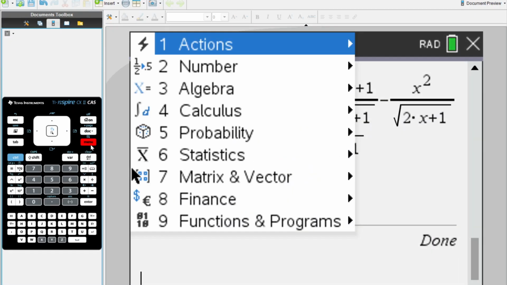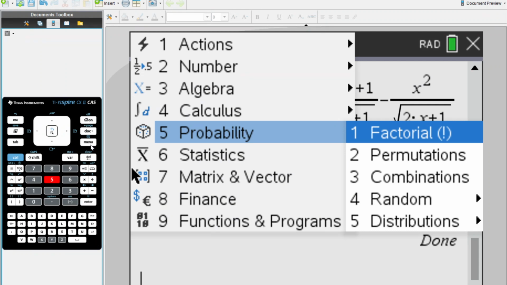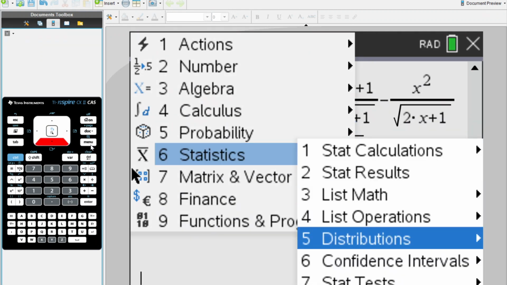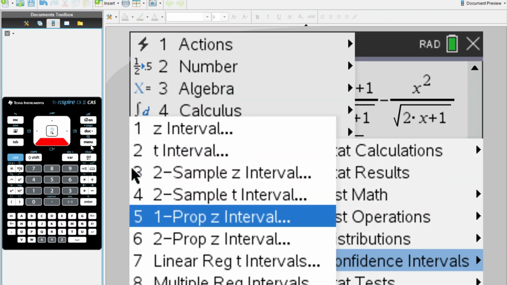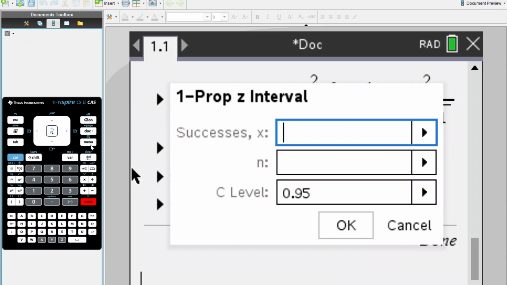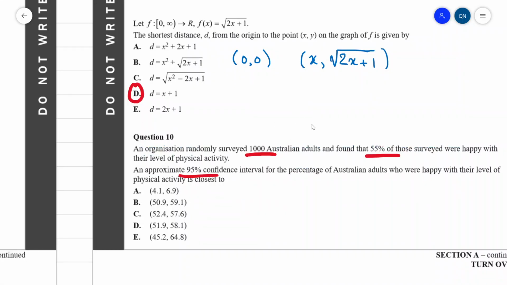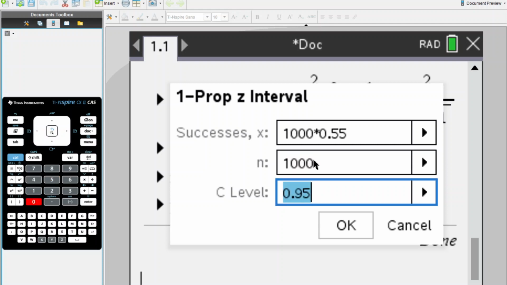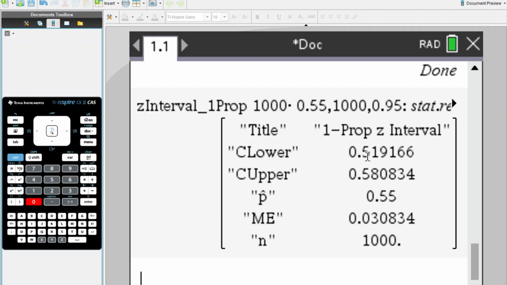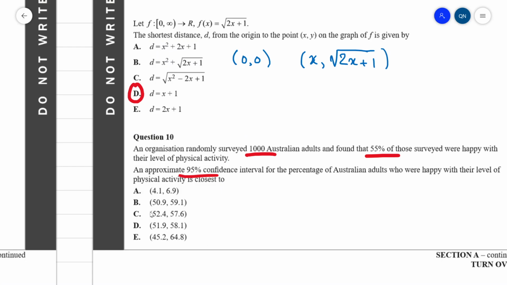To do that, you can go to menu 6, and then you go to confidence intervals. Then you're just going to use one prop z interval, like so. Successes. Now here's the problem. We're given a proportion, not the number of successes, so you do have to convert that. That's going to be 1,000 times 0.55. n is going to be 1,000. That's your sample size, and that's the confidence level. And what we've got is 0.51, 0.58. Matching that up, it is precisely going to be option D.